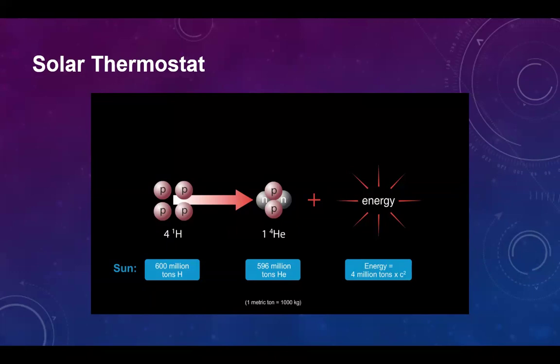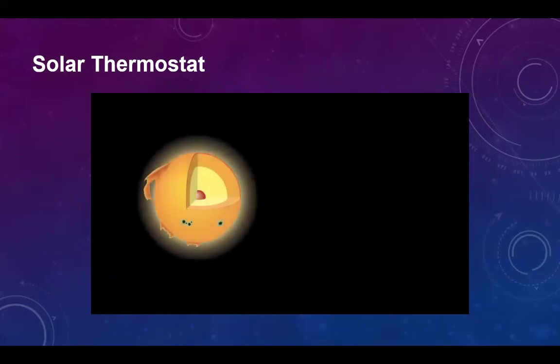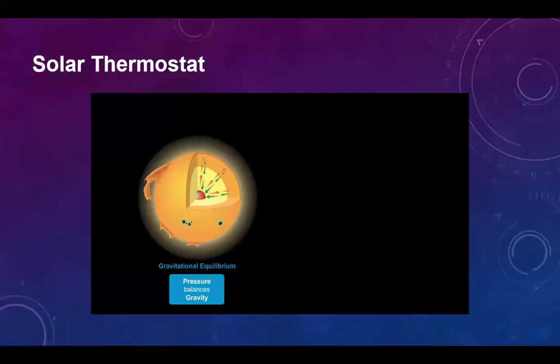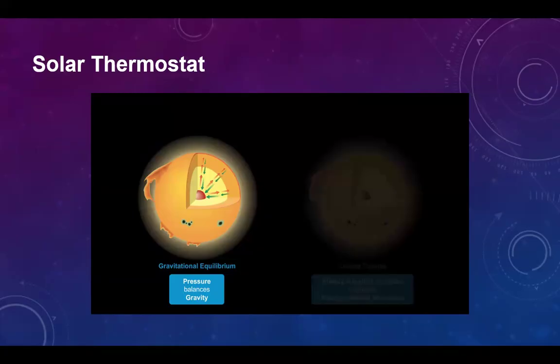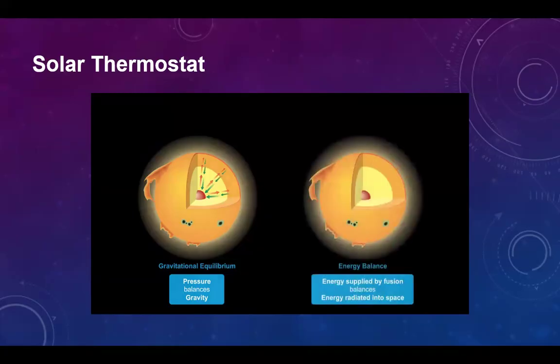The Sun and most other stars shine with remarkable steadiness because the core fusion rate self-regulates through a mechanism we call the solar thermostat, which depends on 2 kinds of balance. The first kind of balance, which we call gravitational equilibrium, is a balance between the inward pull of gravity and the outward push of pressure. These 2 forces are balanced at each point in the Sun, which keeps the Sun stable in size. The second kind of balance, called energy balance, is between the amount of energy released by fusion in the core and the amount radiated into space from the Sun's surface. This balance keeps the total thermal energy of the Sun steady. Without this balance, the interior of the Sun would heat up or cool down.